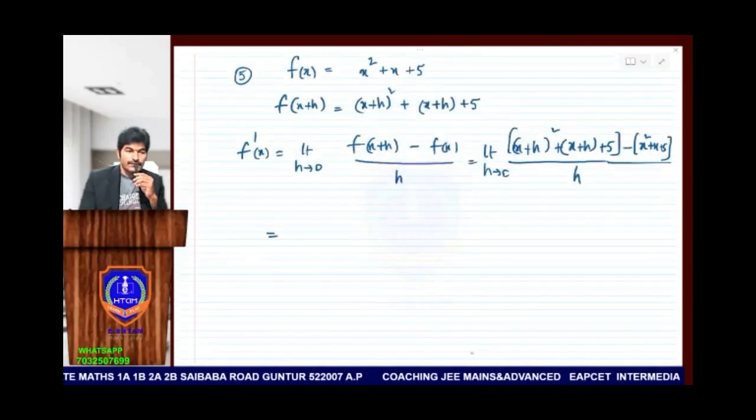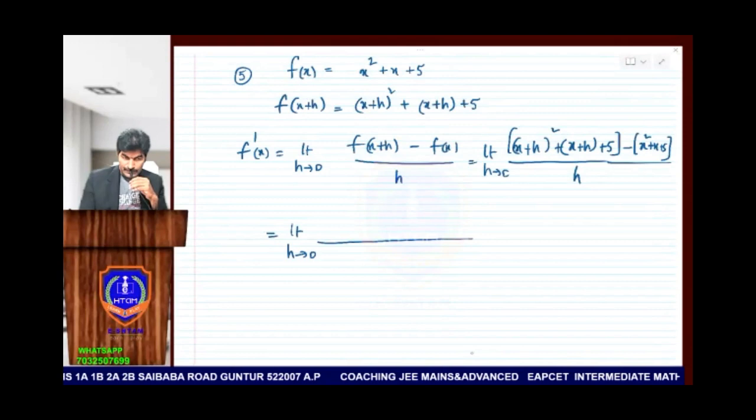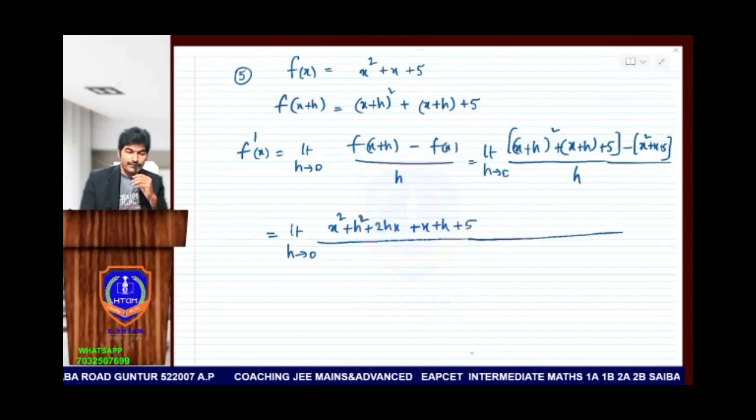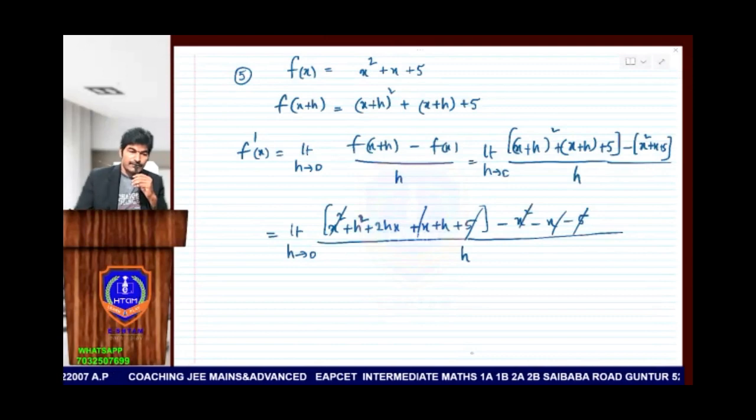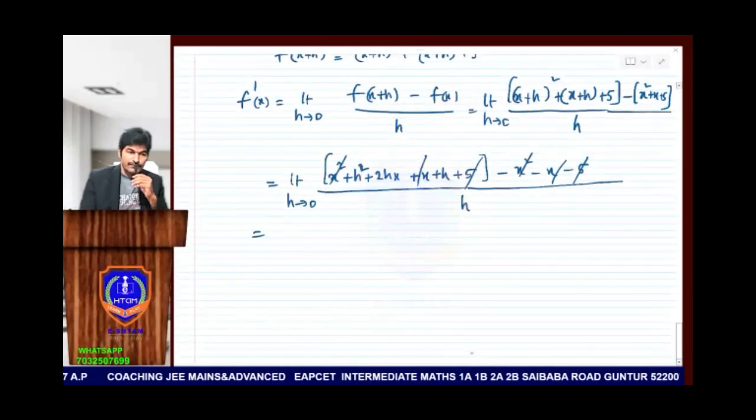Okay, so this is equal to limit h tends to 0. We will expand it. So x square plus h square plus 2hx plus x plus h plus 5. This is all the expansion of the first bracket. And minus x square minus x minus 5 divided by h. Plus h minus h got cancelled. Plus x minus x cancel. Plus x square minus x square cancel. Understood? Limit h tends to 0.